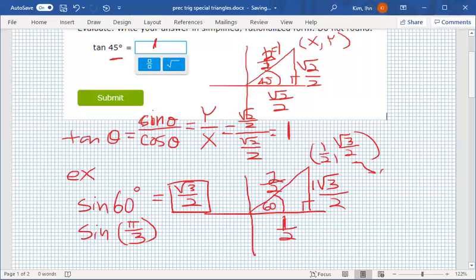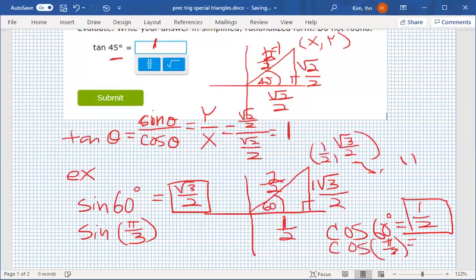Now, taking it a little further, what would be the cosine of 60 here, or cosine of pi over 3? Well, remember, cosine is the x value, right? So the x value for this problem is 1 over 2. And that's going to be our answer right there. So this is a good review.